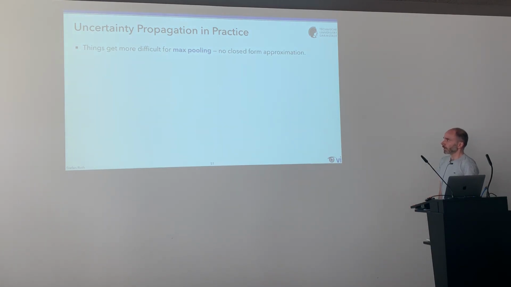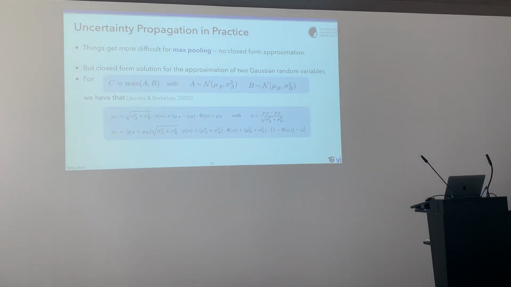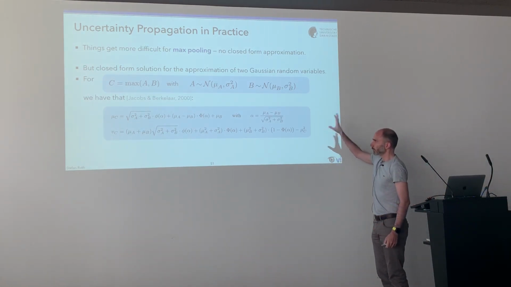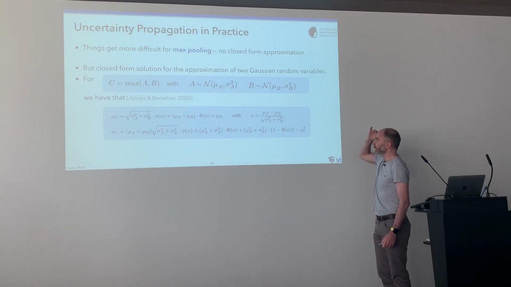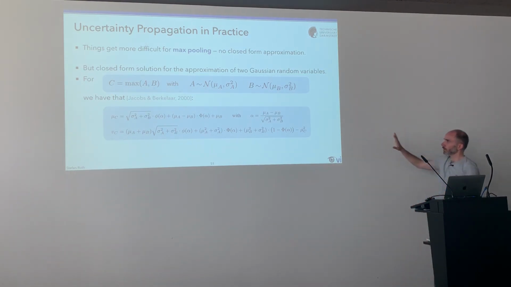The other nonlinearity that we typically have in networks is max pooling, and there the beauty ends a little bit, because there's no closed form solution for the approximation to the mean and variance of the maximum of two Gaussian random variables. But it turns out it can still be approximated quite well. Again, I'm not going to describe the formula. So there's a very good approximation for the maximum of two Gaussian random variables and the mean and the variance of it.